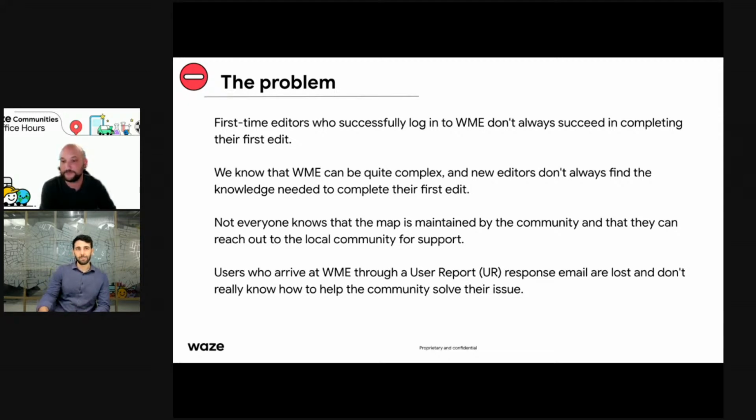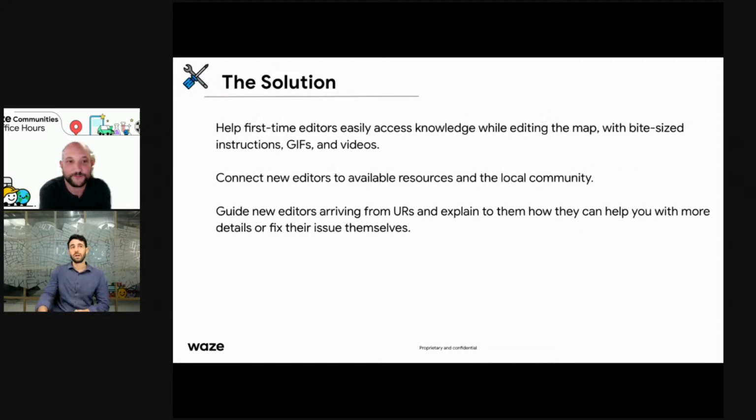Not everyone knows that the map is maintained by you, the amazing community, and that they can reach out to you asking questions, support, or just reach out to the local community to edit the map for them. Users who arrive in WME through a user report response email are really lost. They just click on the link from the email. I don't really know how to help the community by providing more information so that you can actually solve the issues for them. So what's going to be the solution to address all these pain points for our first-time editors?